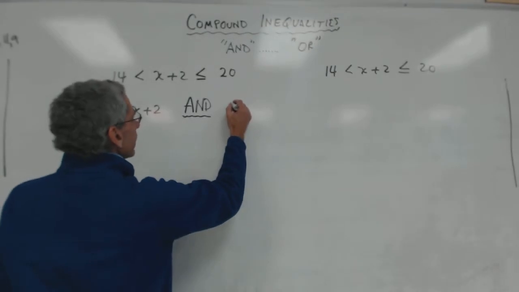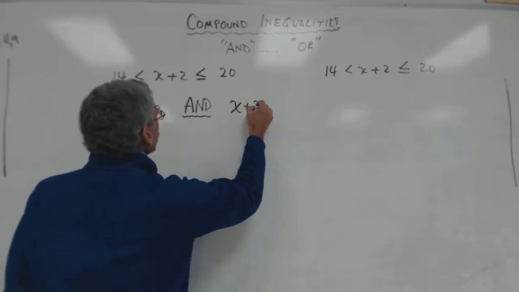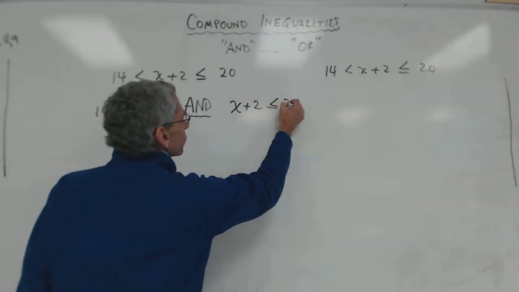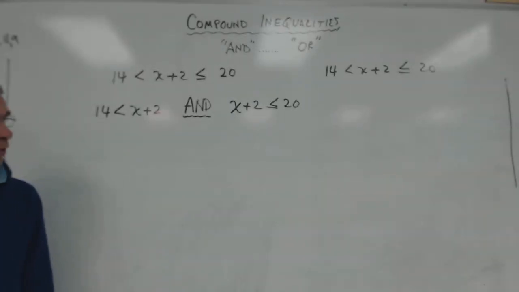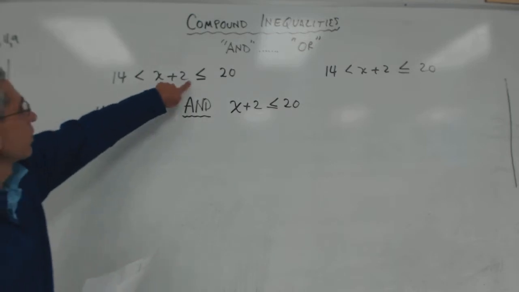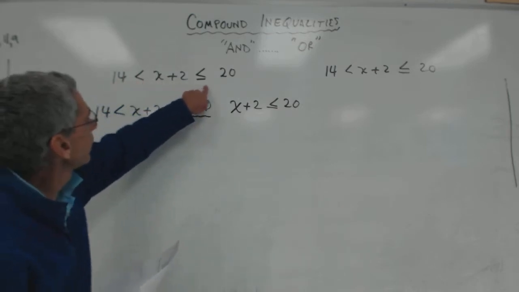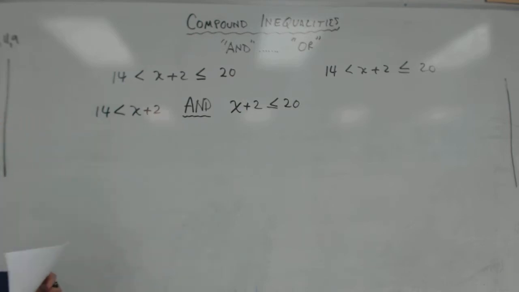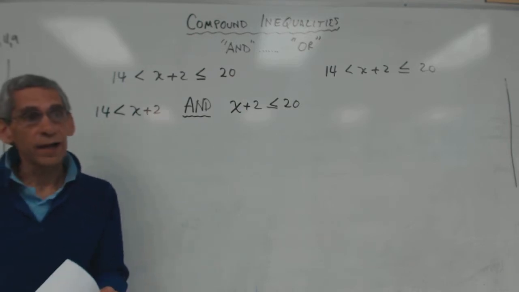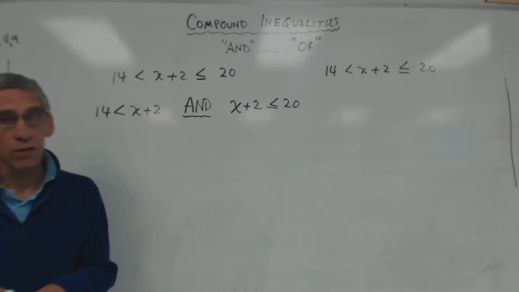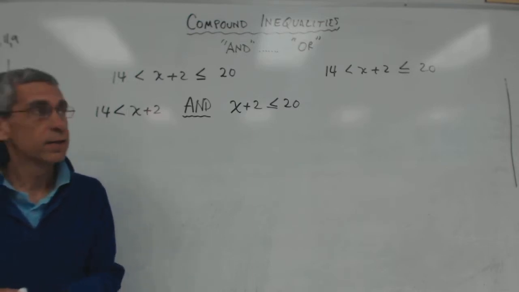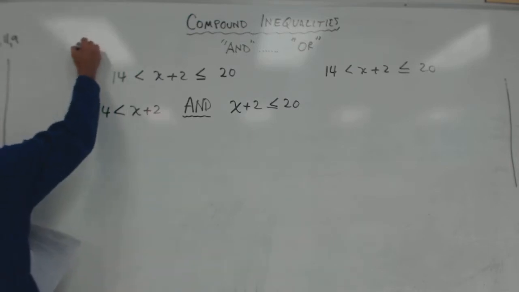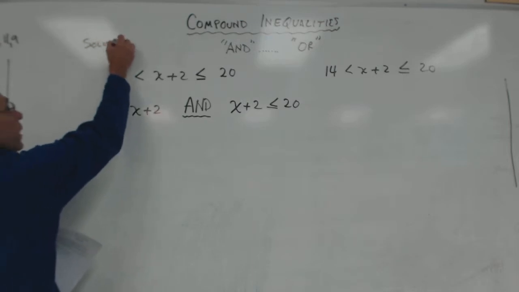So now we have this is less than that. You see how this works? x plus 2 is less than or equal to 20. You with me? Pretty straightforward. So it's this inequality and this inequality, right? And so now I'm asking you to solve it and graph it, okay? So what I'm asking you to do is solve and graph this type of problem.